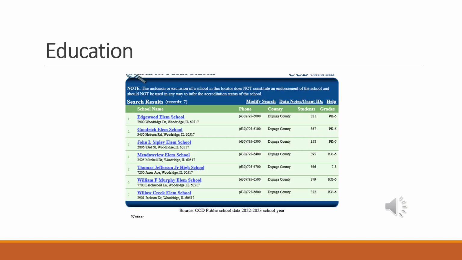Now, in looking at the education for children within the Village of Woodridge, there are actually 6 elementary schools and 1 junior high school. Now, remember, I told you before that the Village of Woodridge shares a high school with Downers Grove. So there's actually an adequate number of schools to provide education for our children.